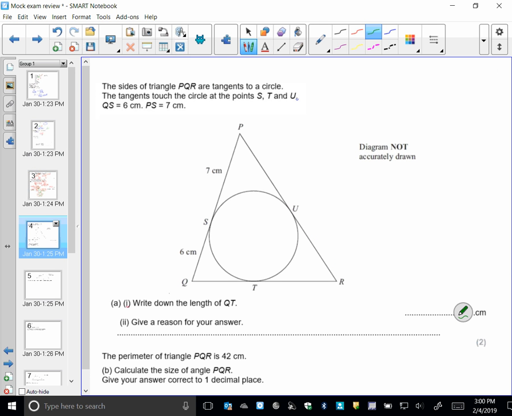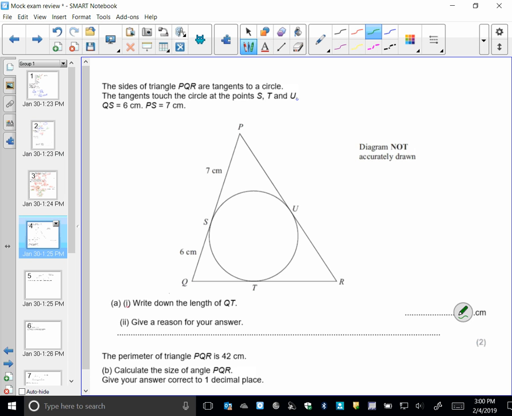Next one. Why did I choose this one in particular? I don't know. Alright, so the sides of the triangle PQR are tangents, and the tangents touch the circle at the points S, T, U. There's another question on that page. I was just picking and choosing things, going through some of them and leaving you guys to have a practice with the others. So that's summarising that. Write down the length of QT.